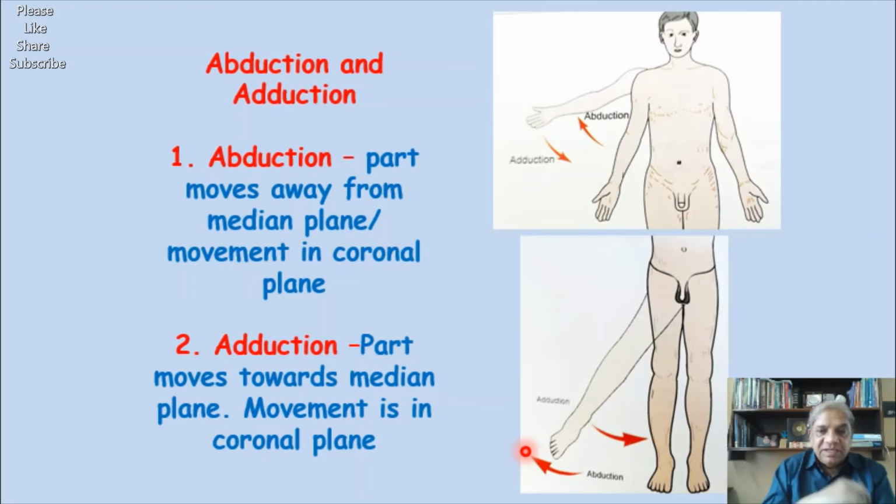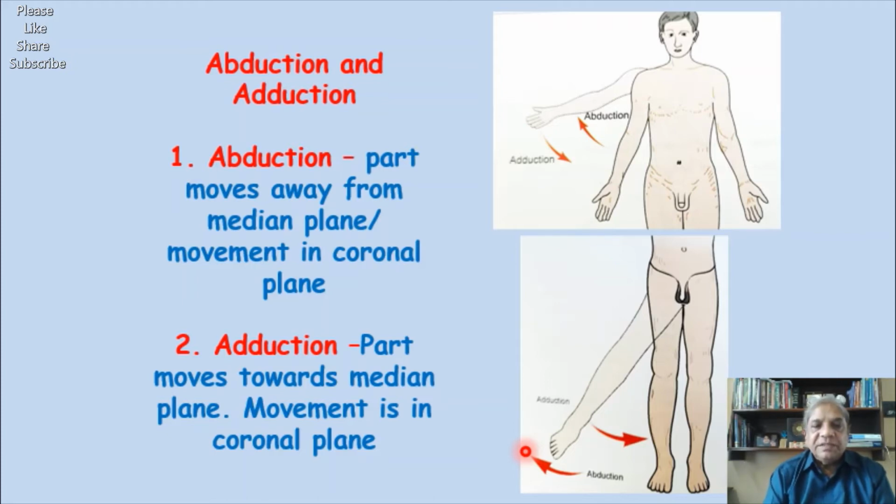Where two limbs are added to each other like that. That way you can remember the meaning of adduction. The part moves towards the median plane. Here the part, the upper limb or lower limb, is moving from this abducted position back to the same position. It is called the median plane.